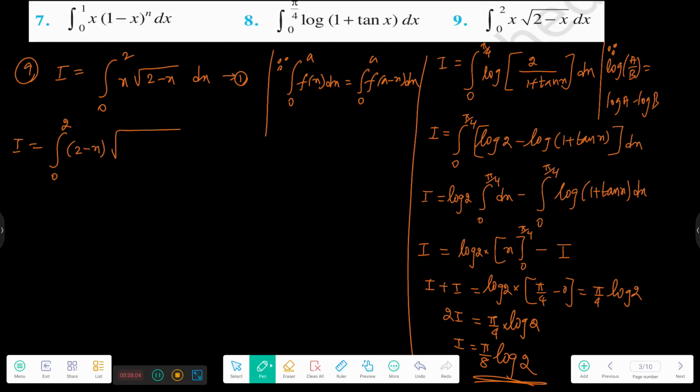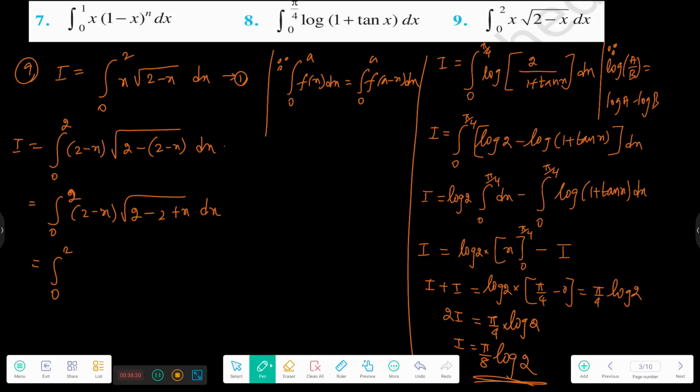So square root of 2 minus x, we have to replace x with 2 minus x, so that 2 minus x into dx. Now, after applying the property, let's simplify. Sorry, this is 2. So 2 minus x into square root of 2 minus this minus. When you multiply inside, what am I getting? Minus 2 minus into minus plus x into dx.